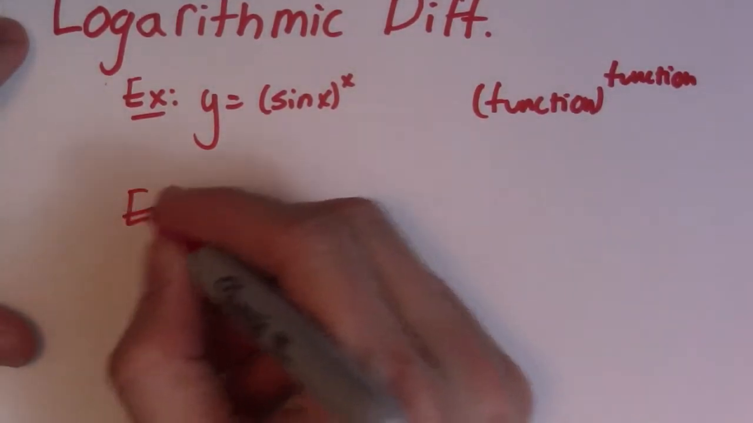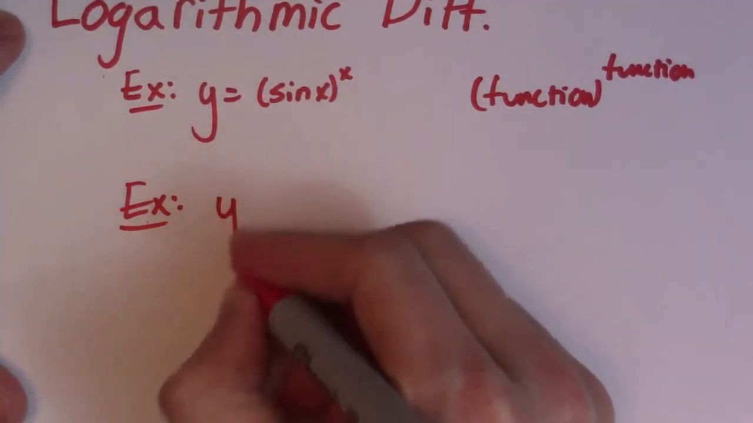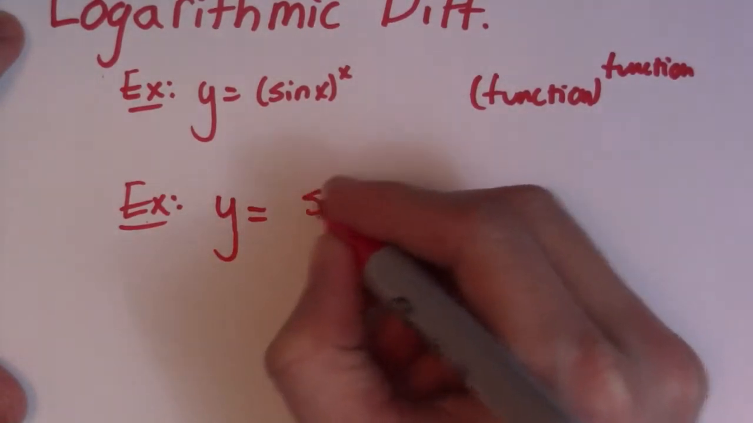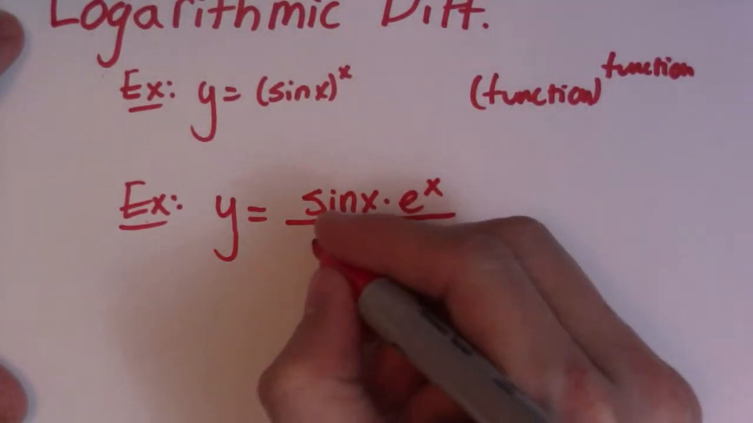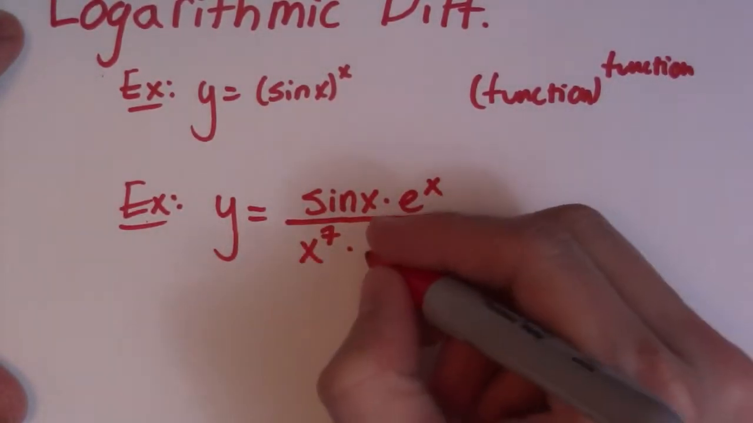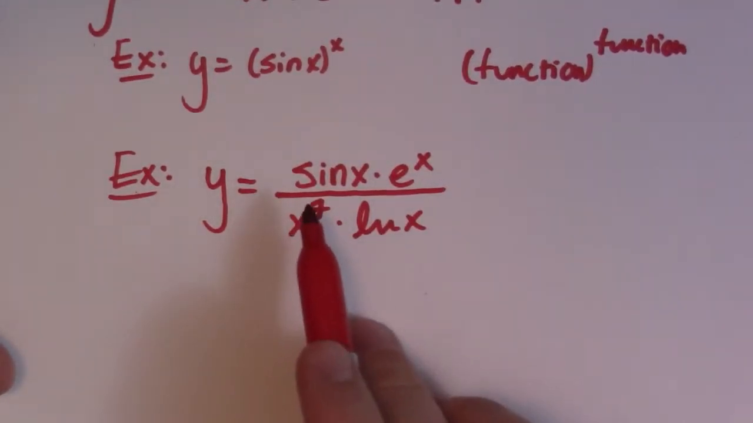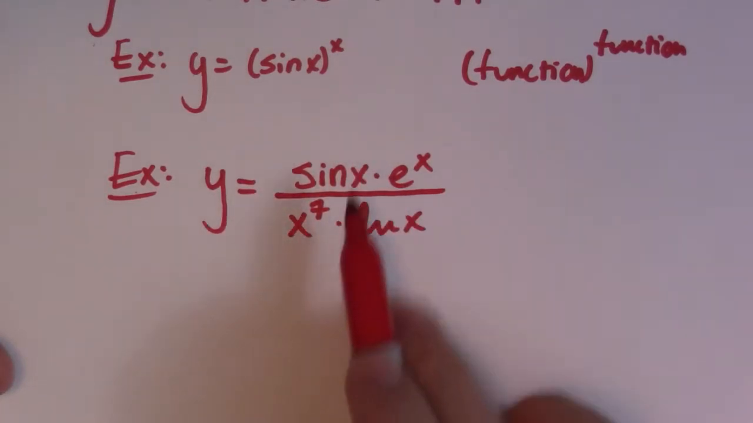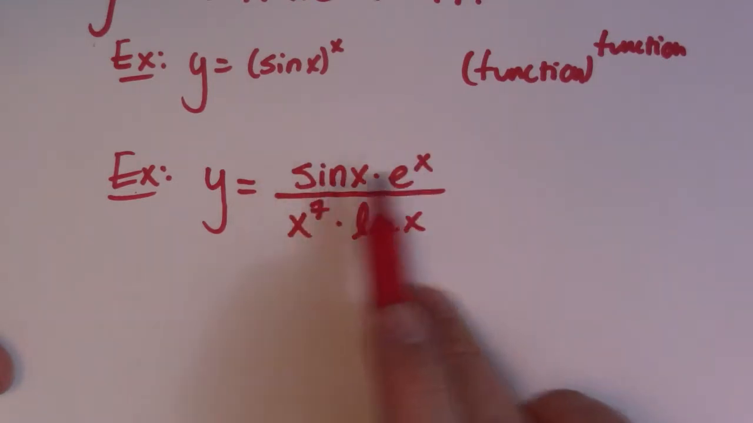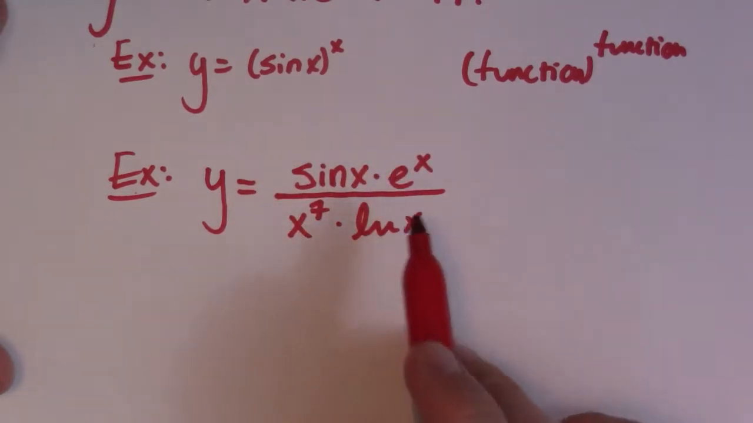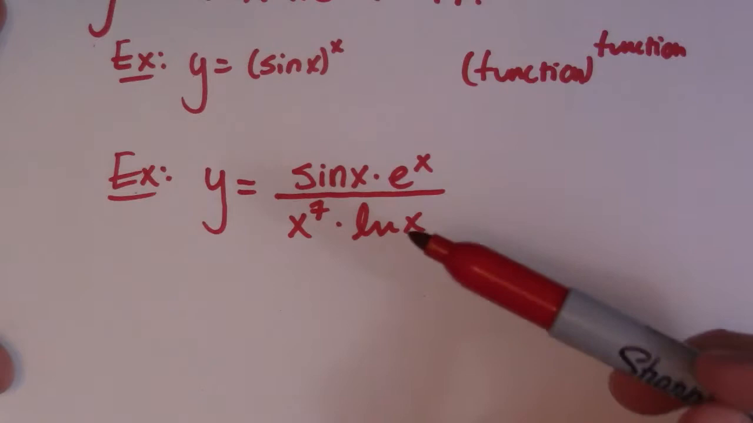The other type is when you have something that looks extremely complicated. So let's just make up an example. y is equal to sine of x times e to the x, all divided by x to the 7 times ln of x. If you look at this, it's a quotient rule overall because we have functions divided by each other, but in the top part of our numerator we have product rule, and in the bottom part we have a product rule. So this looks extremely complicated, and it would take a lot to be able to do this derivative.